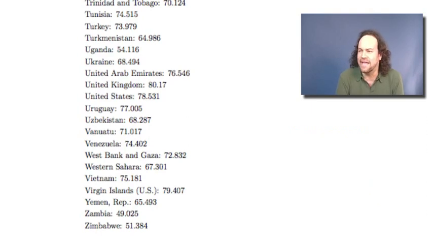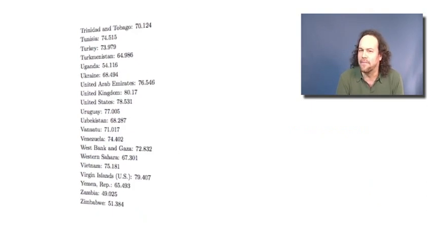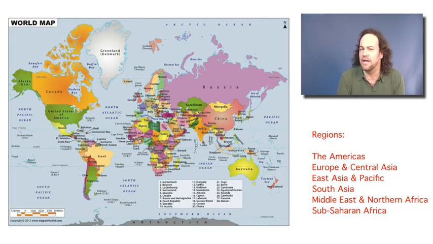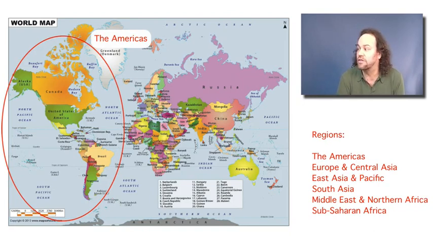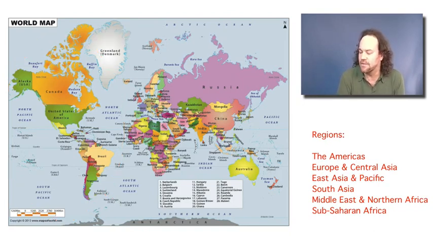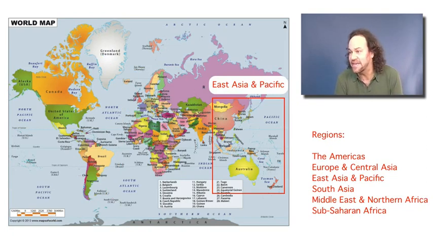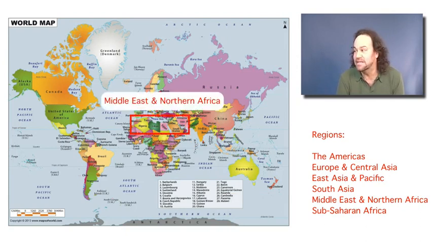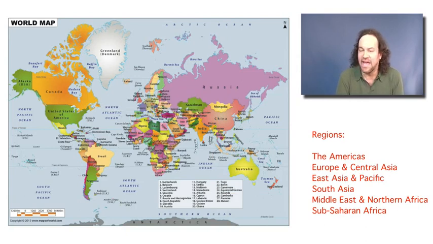So let's go back to that data about life expectancies and think about where it comes from. Each of those countries and territories is represented somewhere in this map. Now, the data that we got also divides up the world in terms of different regions. And the way they divided up the data, they talked about the Americas, North, South, and Central, as one region. They talked about Europe and Central Asia as another region. They talked about East Asia and the Pacific as another region. They talked about South Asia as a fourth region, and the Middle East and Northern Africa as a fifth region, and finally Sub-Saharan Africa as the sixth region. In that way, they divided up the map into six regions.